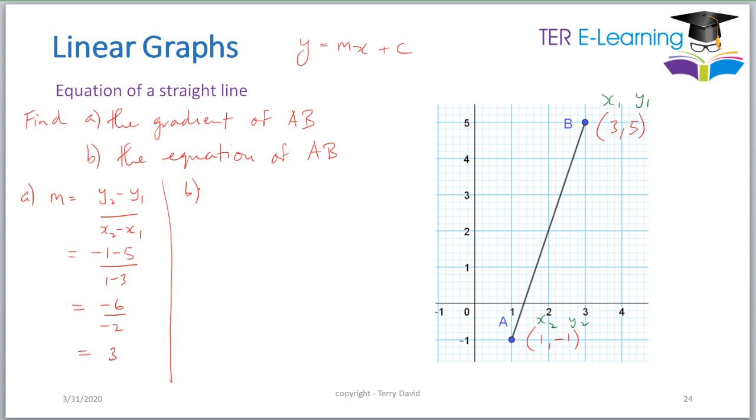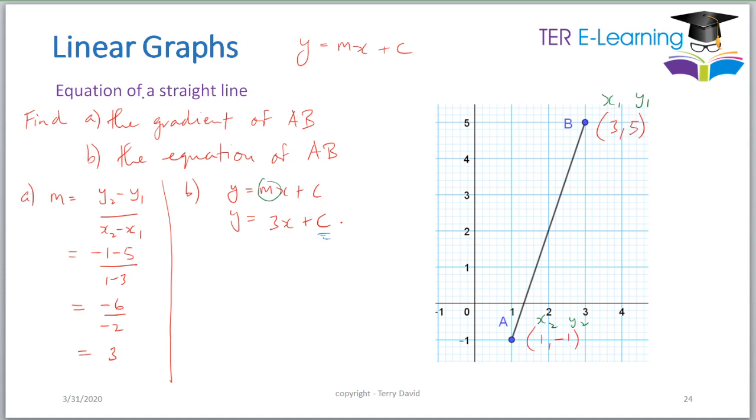Now, the gradient is the first thing that is required when we need to work out the equation of a line segment. Now, here's what we're going to use. We know that the general equation of a line is y equal mx plus c. But here you just work out m, and you got 3 as m. So we can say that y is equal to 3x plus c. So we're almost there already. All we need to do now is figure out what this c is.